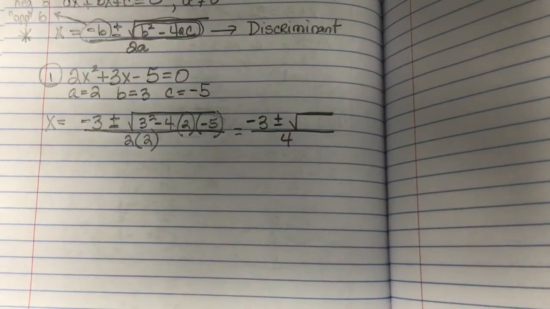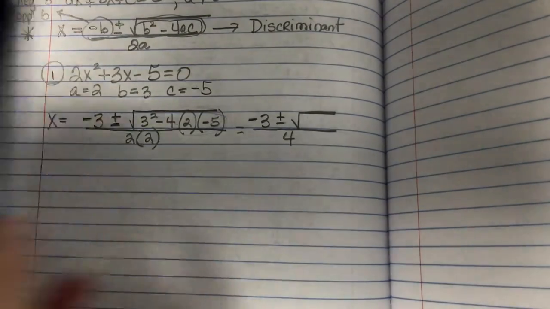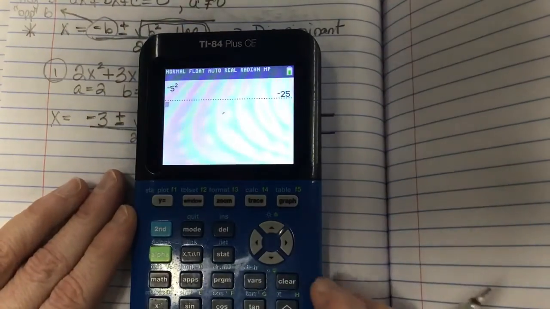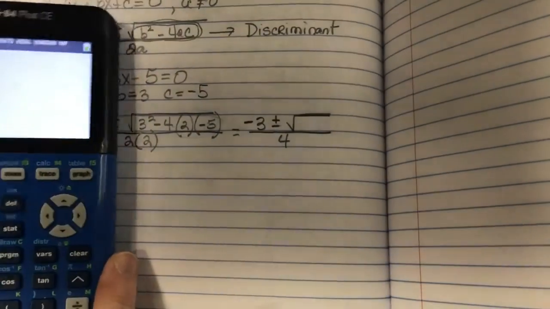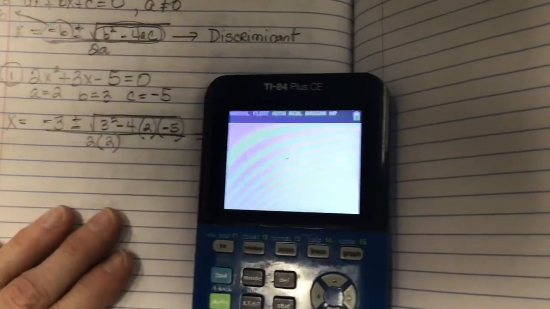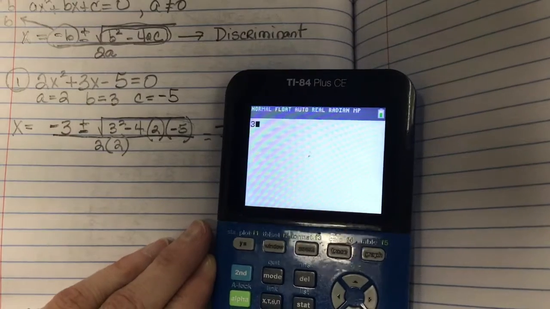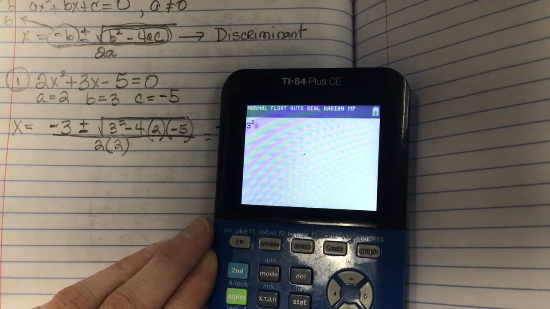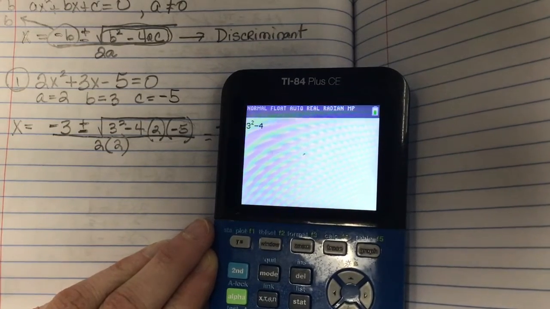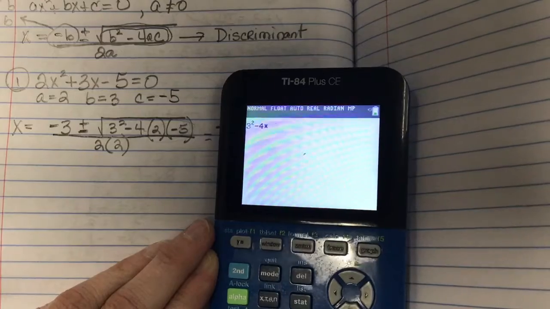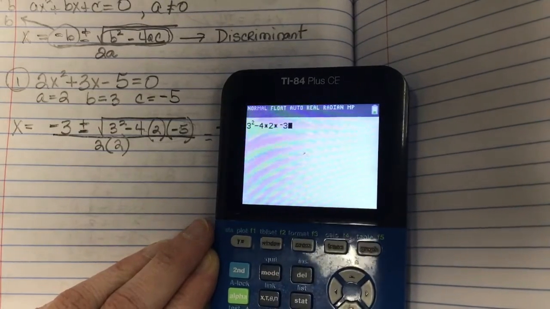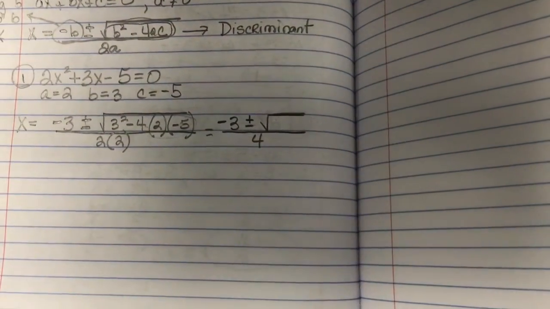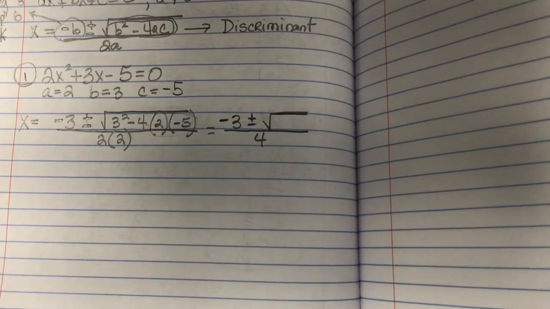So you're going to type 3. You can raise it or you can use your squared. Minus, now remember, minus and negative, you have to be careful on. Minus 4 times 2 times -5, and then I'll let you tell me what you got. It is -5, thank you.